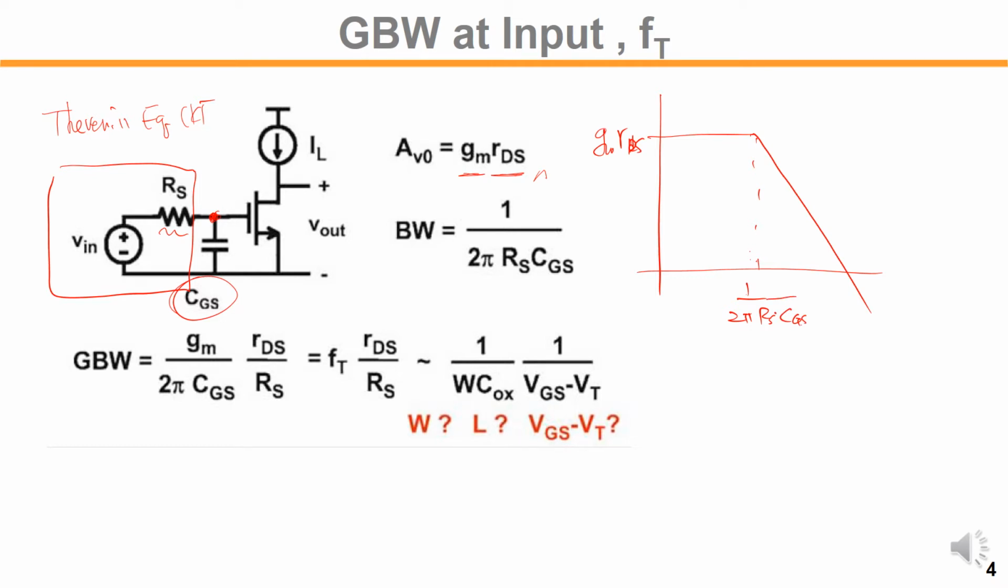So the gain bandwidth product, the unity gain frequency fu, would be gm over 2 pi CGS. So this gm over 2 pi CGS is defined by what? Omega T. This is the fT, the transistor transit unity gain frequency.